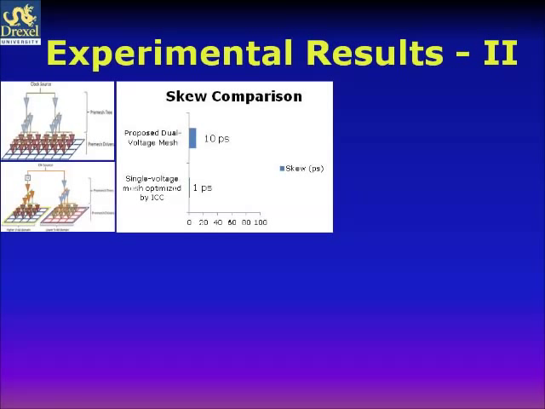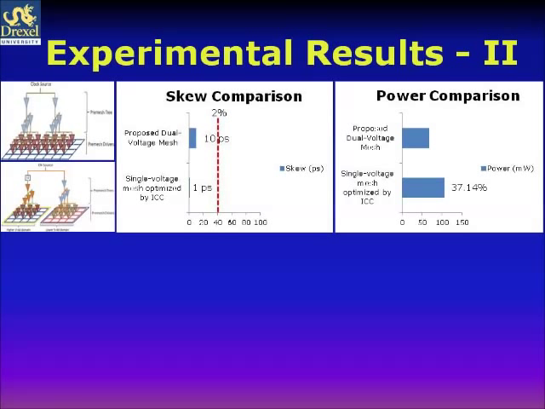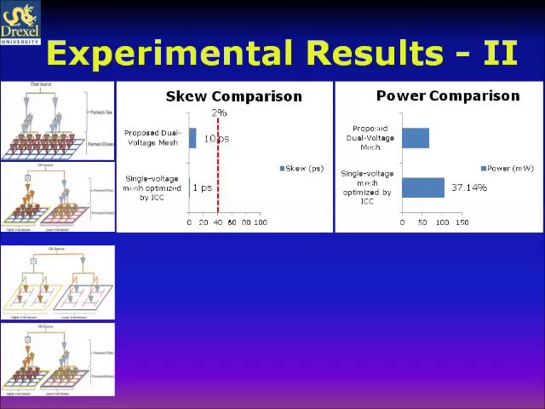In this chart, we see that proposed methodology can satisfy the same tight skew budget at 2% of the clock period as a single voltage mesh. And we also see that the proposed methodology can achieve 37% less power consumption by exploiting the multi-voltage topology. Secondly, we compare the clock tree and the clock mesh performance, assuming a design that is already partitioned into two voltage domains at the floor planning stage.